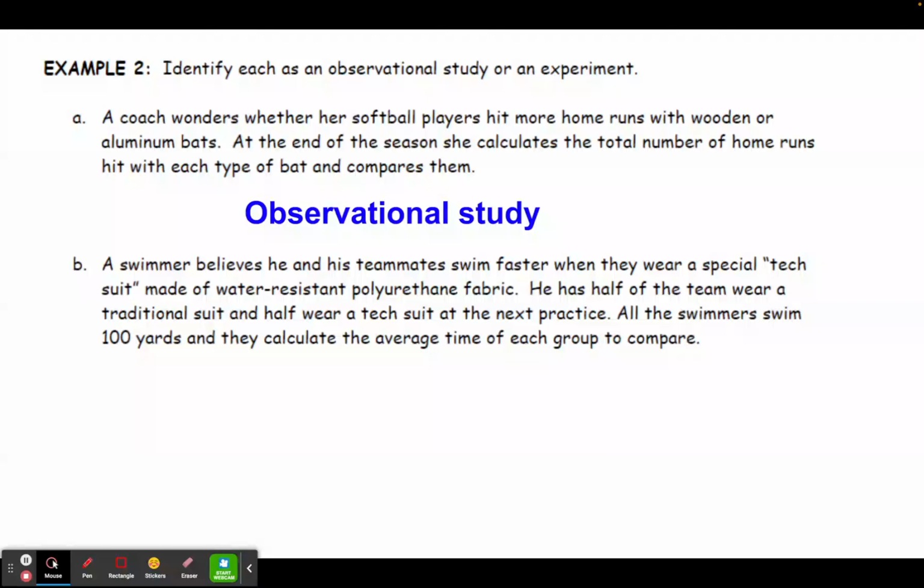Letter B, a swimmer believes that he and his teammates swim faster when they wear a special tech suit made of water-resistant polyurethane fabric. He has half the team wear a traditional suit and half wear a tech suit at the next practice. All the swimmers swim 100 yards and they calculate the average time of each group to compare. In this case, we are assigning the swimmers to wear a certain type of suit, and so this would therefore be an experiment.